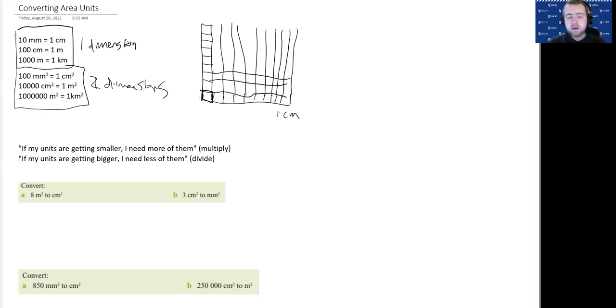You don't need to memorize that 10,000 centimeters squared equals 1 meter squared. If you know that 100 centimeters is 1 meter and you square that difference of 100, you get 10,000. So all you're doing is squaring that conversion factor to get the area conversion factor. There are 2 things we need to know to convert. We need to know what the conversion factor is, and then whether we are going to multiply or divide by that conversion factor.